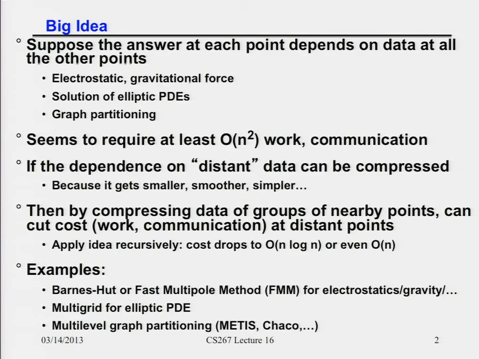That compression will let us do two big things. It's going to make the arithmetic complexity go down, and in fact it's going to drop all the way from n squared to n log n, or n, if we use this idea recursively. We're not going to do better than n, and of course that means we're going to communicate a lot less as well. The two examples that I'm going to tell you about today and next time are the Barnes-Hut algorithm, which is the first algorithm people figured this out for the gravitational case, and then the more general fast multipole method, which generalizes to lots of things besides gravity.